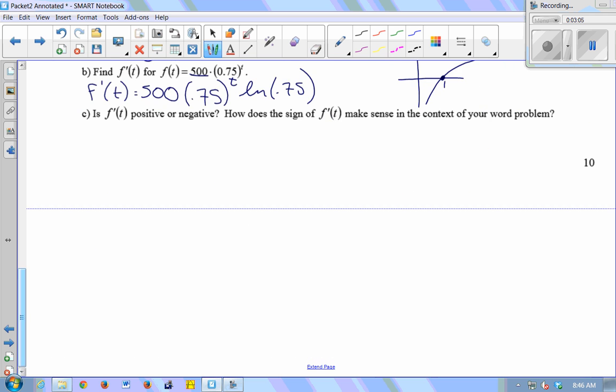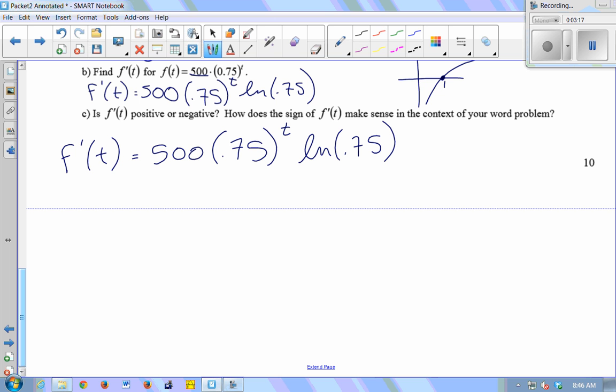All right, so I have f prime is 500 times 0.75 to the t times the ln of 0.75. So it's a product of three things: positive times a positive times a negative. So what's f prime going to be? Negative. So f prime of t is negative.